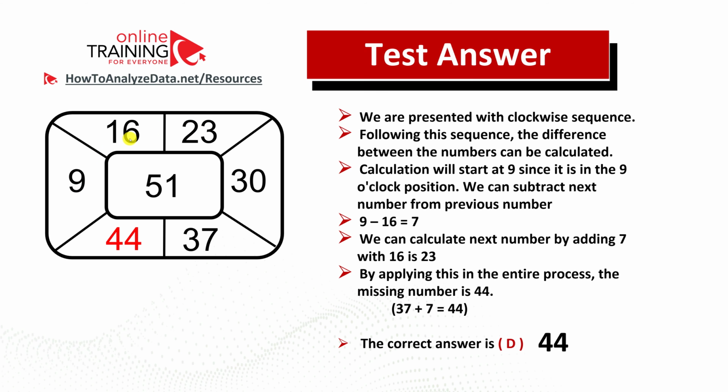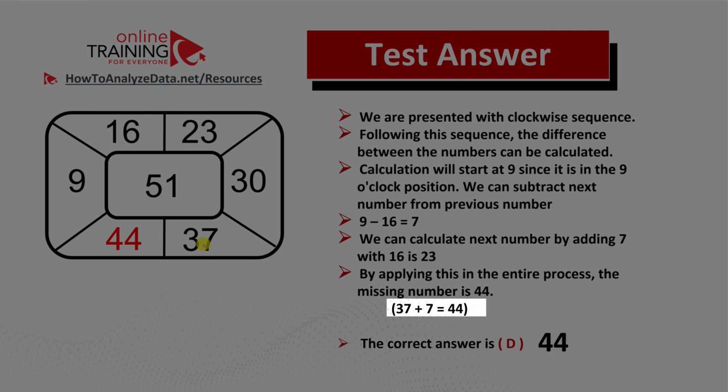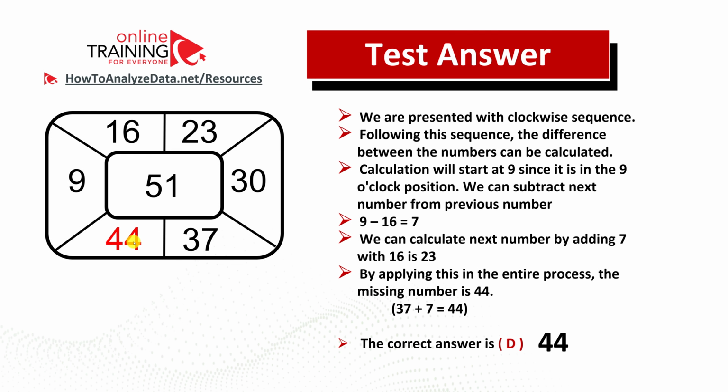This makes us think that the sequence might be incrementing the next number by 7. If we follow the sequence, we can confirm that that's exactly the case. 23 plus 7 is 30, 30 plus 7 is 37, so the next number that we will calculate would be 37 plus 7, which would equal 44, which is one of the choices.